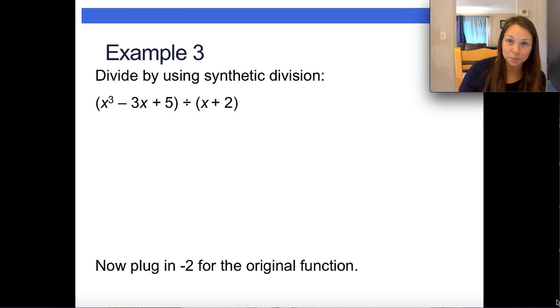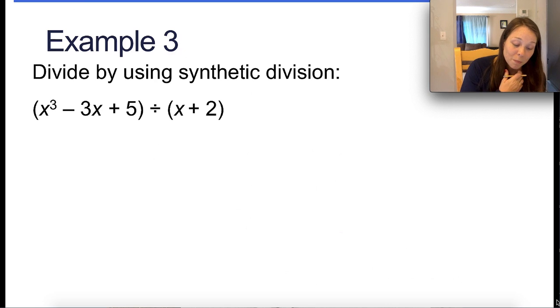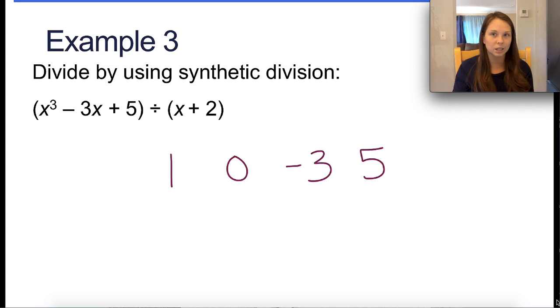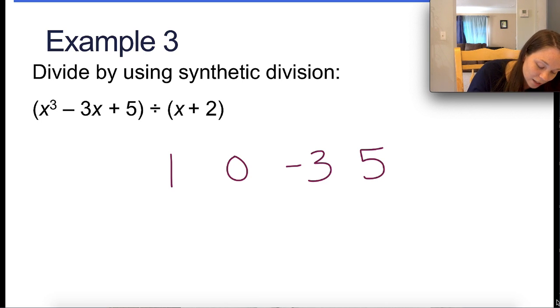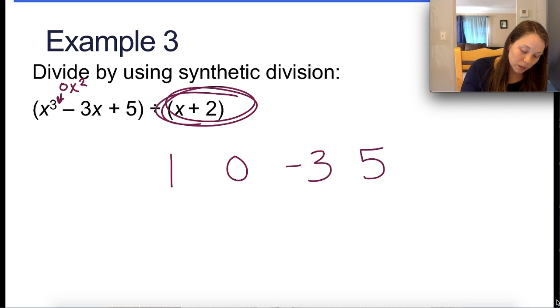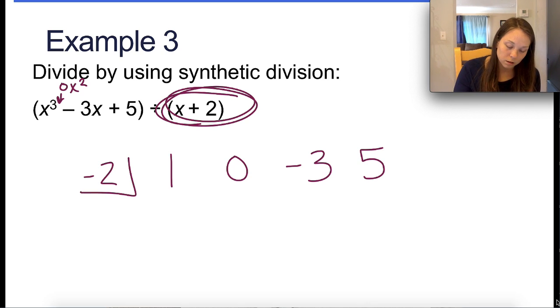Okay, so example 3. We have x cubed minus 3x plus 5 being divided by x plus 2. My coefficients are 1, 0, -3, and 5. You might be wondering, where did the 0 come from? Well, remember, it goes x cubed, and then there's no x squared here, so we're going to write it as a 0x squared. Then the x term, then the constant. So hopefully you didn't forget the 0. Taking the opposite of the number inside this binomial would be -2, and that's going to go inside my box. Drawing my line and carrying my first number down.